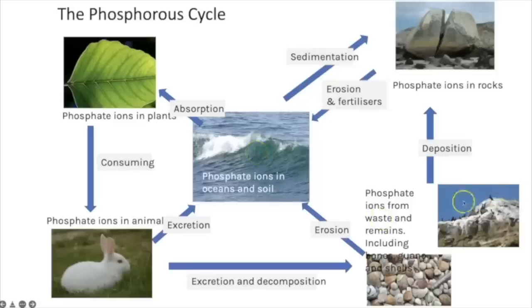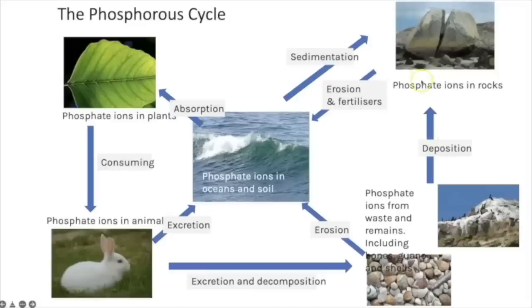The other thing you can have, which we can see in this image, is guano. And guano is from bird feces, and it's this white layer you can see on the rocks. So it's a type of excrement which is really rich in phosphate ions.